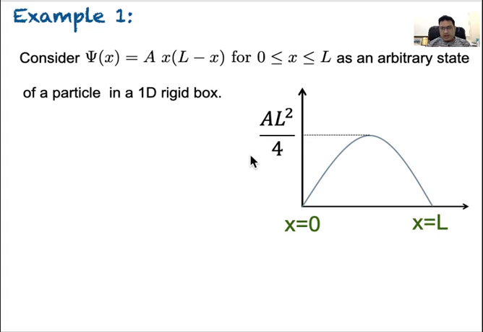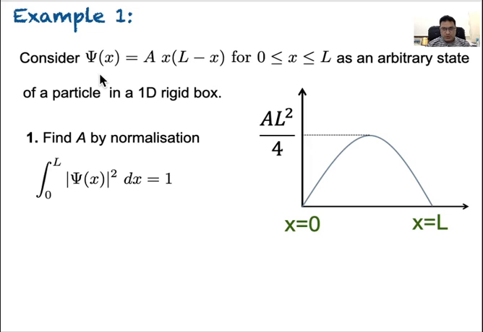Okay, and now the first question that we are trying to address is: what is the value of this normalization coefficient A? To find A, we have to integrate mod psi squared dx between 0 and L. So when we do it, we are going to get mod A squared, then x squared, then (L minus x) squared, integrating between 0 and L dx.